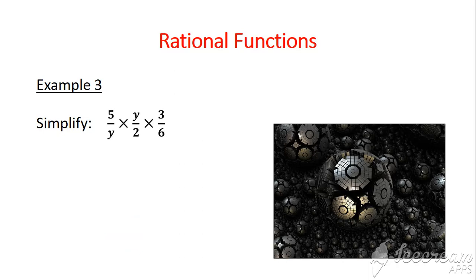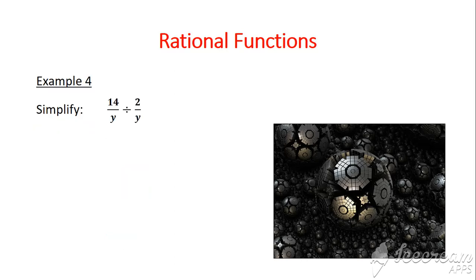All right, what about example 3? Simplify 5 over y times y over 2 times 3 over 6. Well, we just go top times top times top, which gives us 15y, and bottom times bottom times bottom, which gives us 12y. The y's will cancel, and we're left with 15 over 12, and 15 over 12 can simplify down to the fraction 5 over 4.